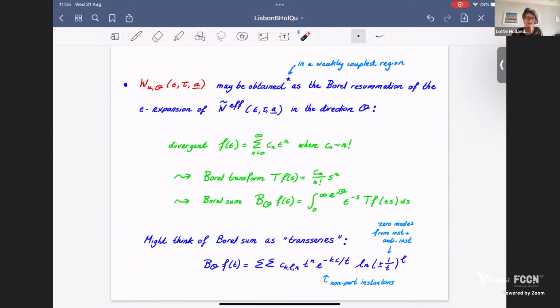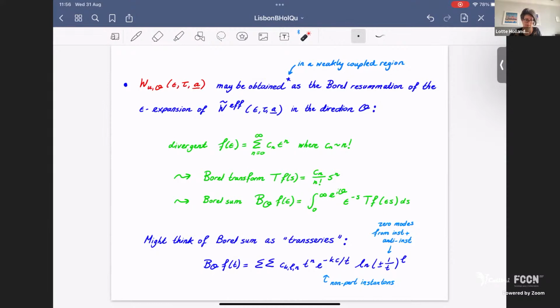So I'm going to say a couple of things about this. It turns out that this superpotential, which depends on these labels U and theta, may be obtained, at least if we have an expression for the effective twisted superpotential, as a Borel resummation of the epsilon expansion of this known expression, where we Borel resum in this direction theta.